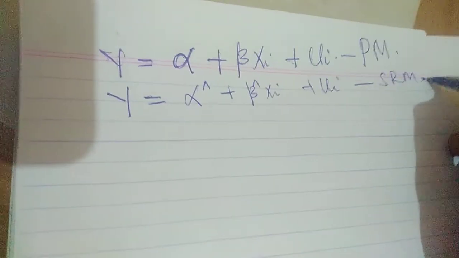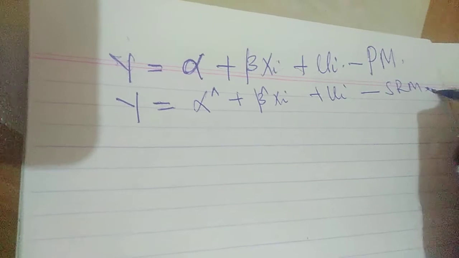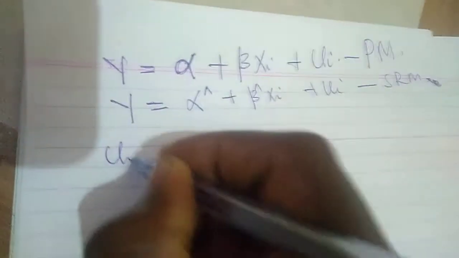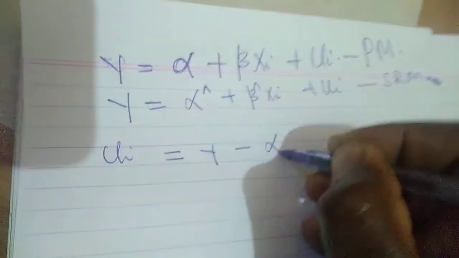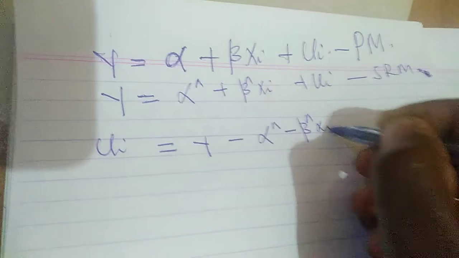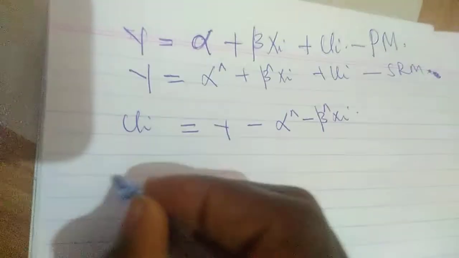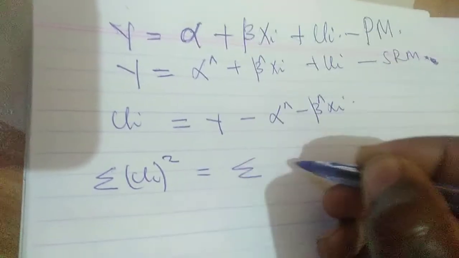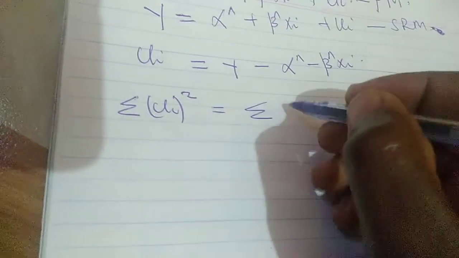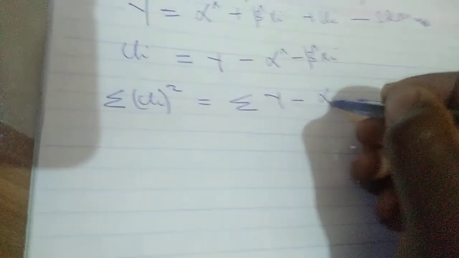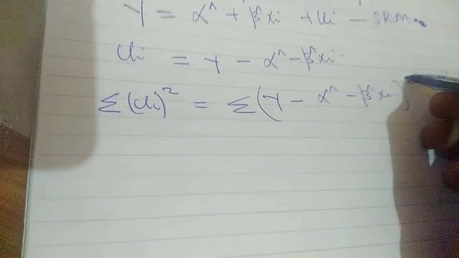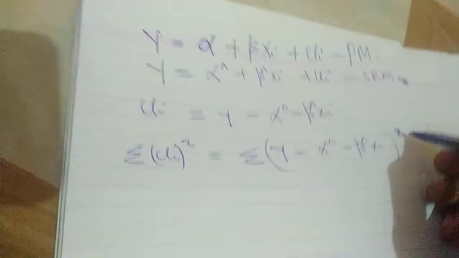What we do, we sum and square the residuals. In this case, we are just going to make the error the subject of the formula. Ui is equal to y minus alpha hat minus beta hat xi. We sum the errors and then square, which is equal to the sum. What we do on the left hand side, we also do on the right hand side. The sum of y minus alpha hat minus beta hat xi, all squared.